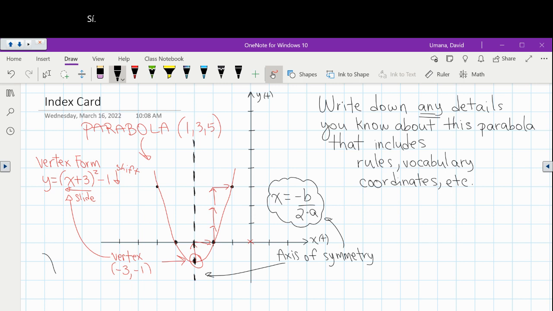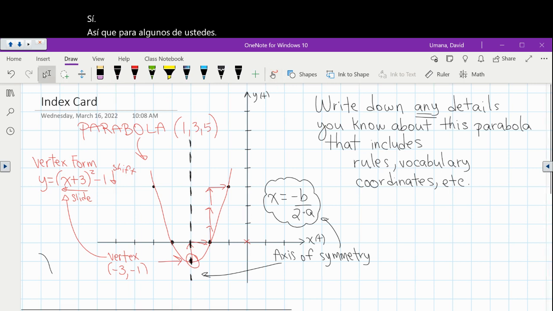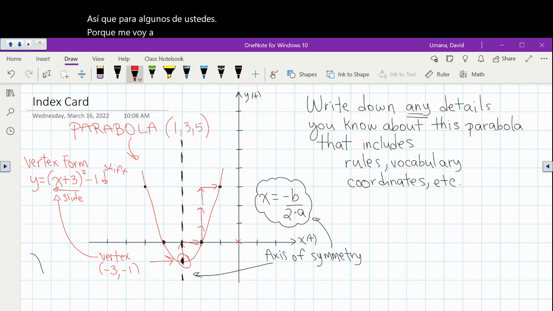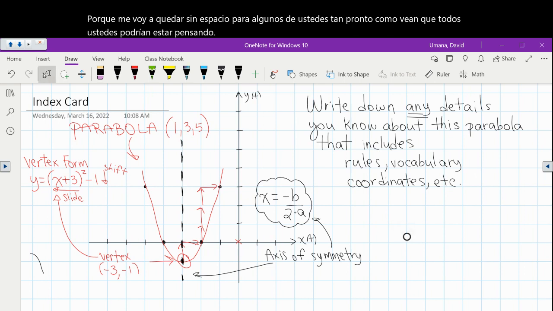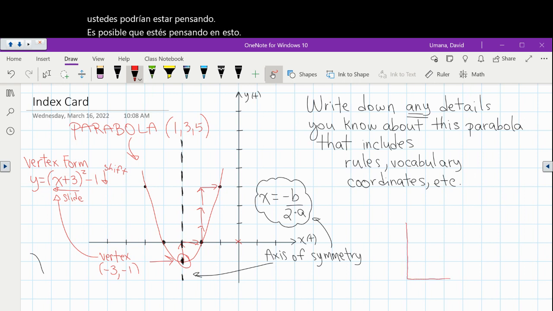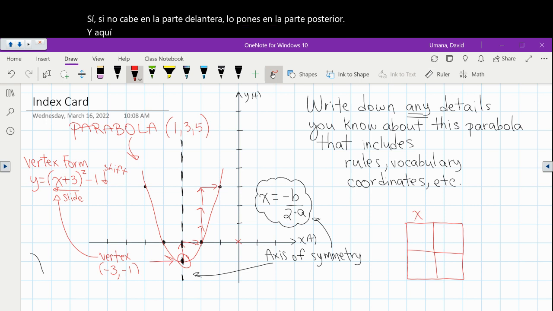So, for some of you, because I'm going to run out of space, as soon as you see all of this, you might be thinking of this. And if I draw that square, by the way, if it doesn't fit in the front, you put it in the back, right? You draw the box? And here I would put x plus 3, x plus 3, and then take away 1.